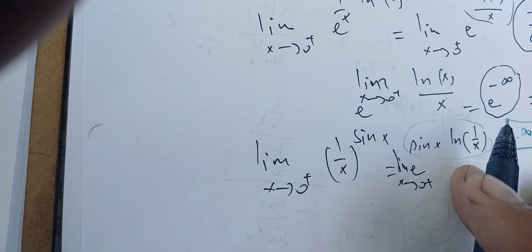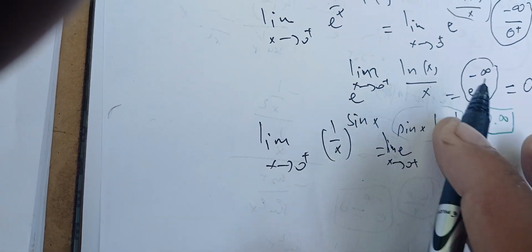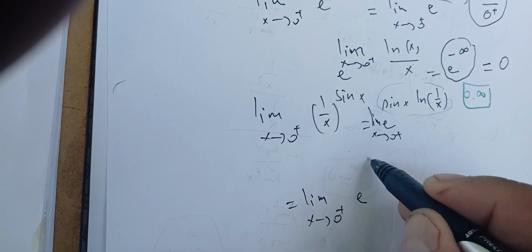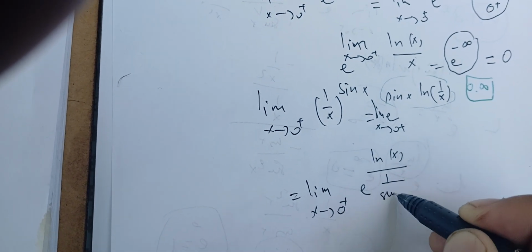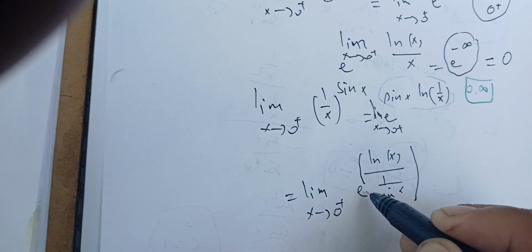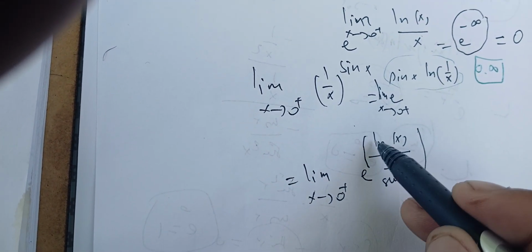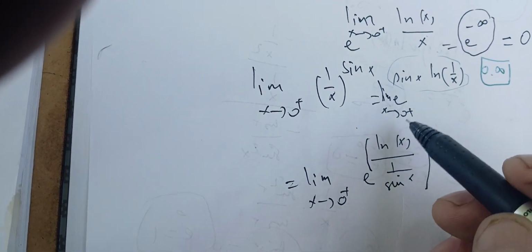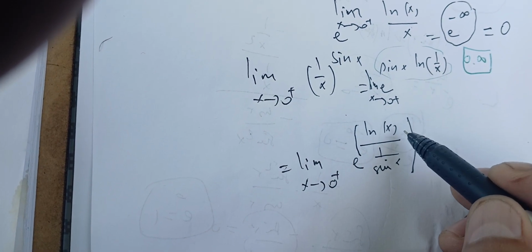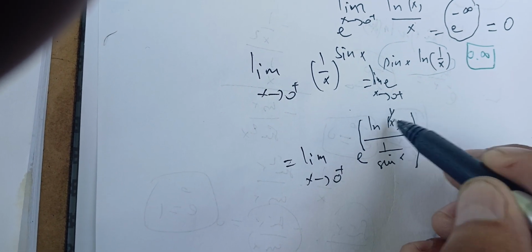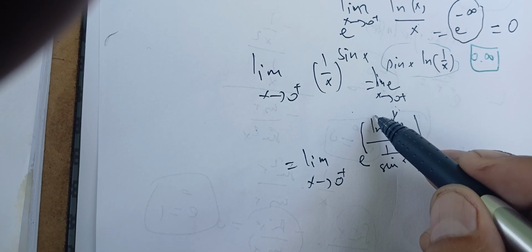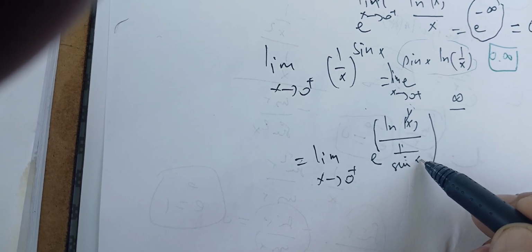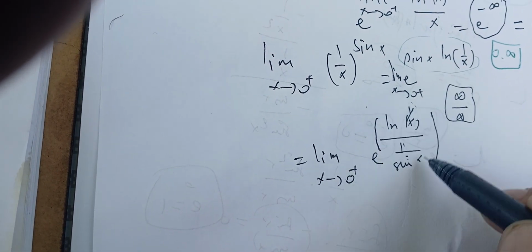But we can use L'Hopital's rule by rewriting this function as the limit as x goes to 0 plus of e to ln of 1 over x over 1 over sine of x. As x goes to 0 from the right, 1 over x goes to infinity, and the natural log of infinity is infinity. And 1 over sine of x also goes to infinity. Therefore, we can apply L'Hopital's rule here.